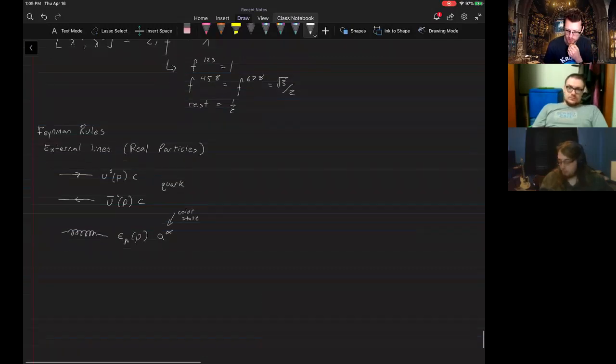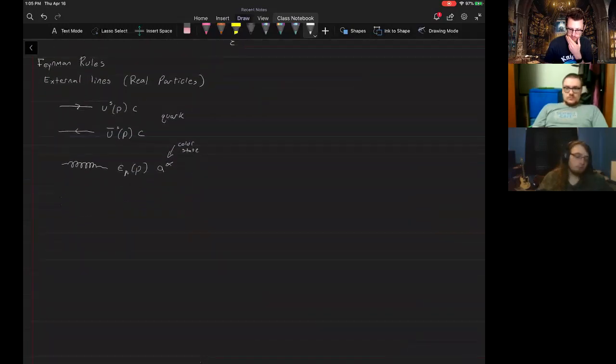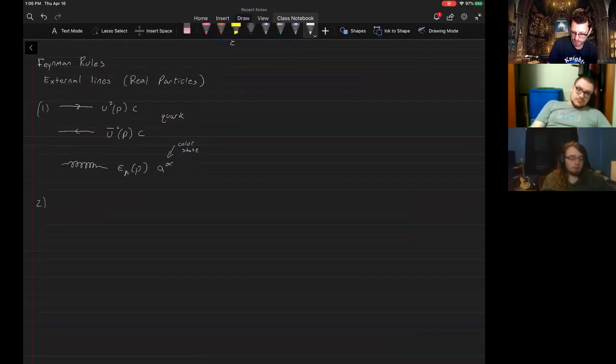All right, so those are my external lines. So we have ways to describe these states. Now I need to be able to write down the rules for my propagators. So this is 1, this is the states. 2, we know we're going to need propagators. Or virtual, things that describe the virtual particles in our theory.